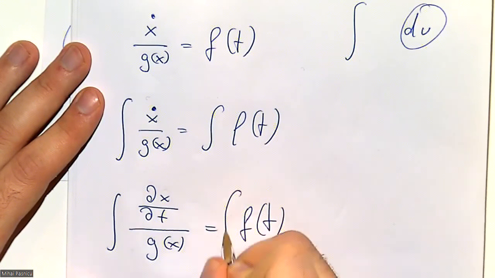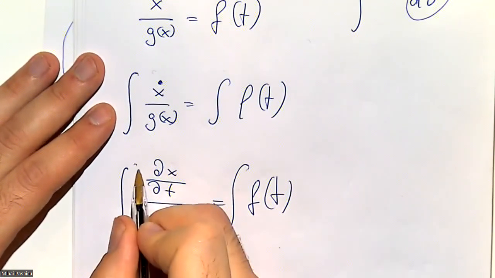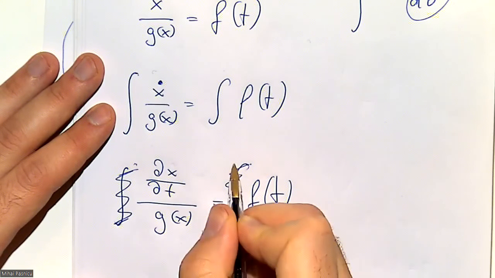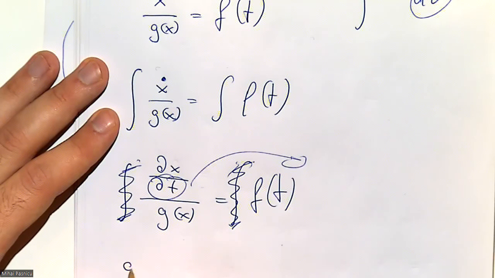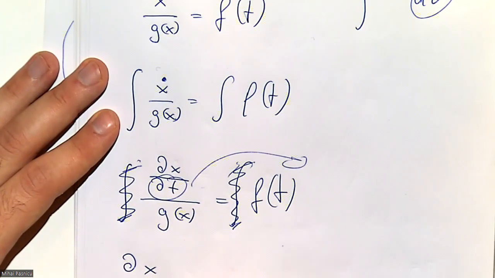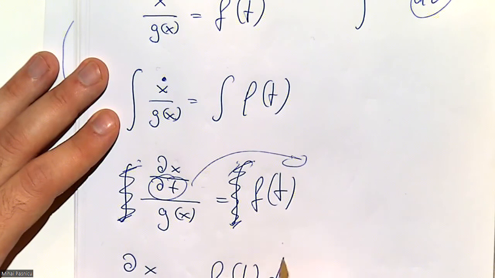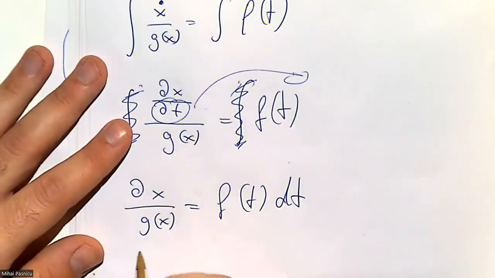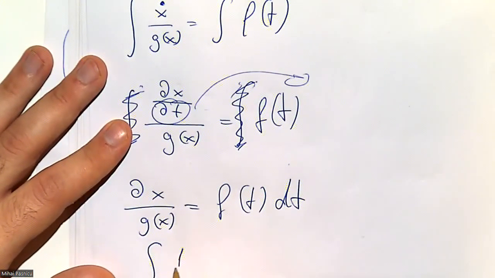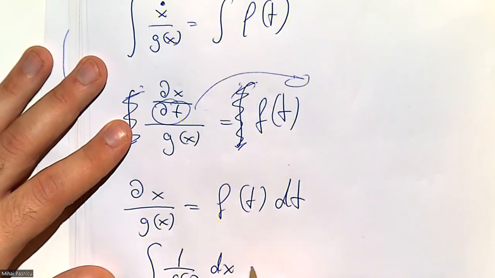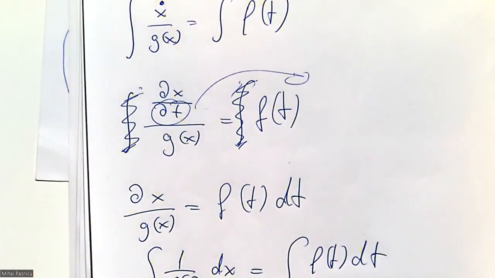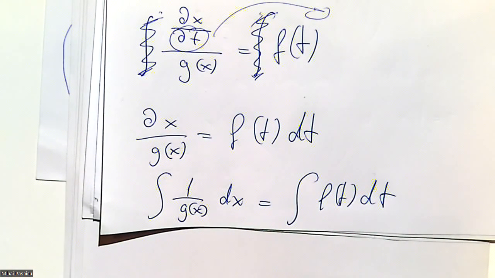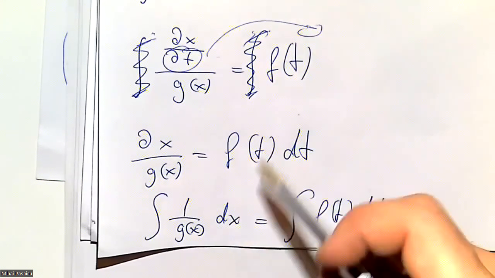and this is just f of t. And the idea is, okay, with no integrals before, so I can show you the proof actually. Then you can move this dt to the other side, and you get dx over g of x is equal to f of t dt. And now when you integrate, you get everything nice. You get the integral of 1 over g of x dx is equal to the integral of f of t dt. Okay, it just works like magic.